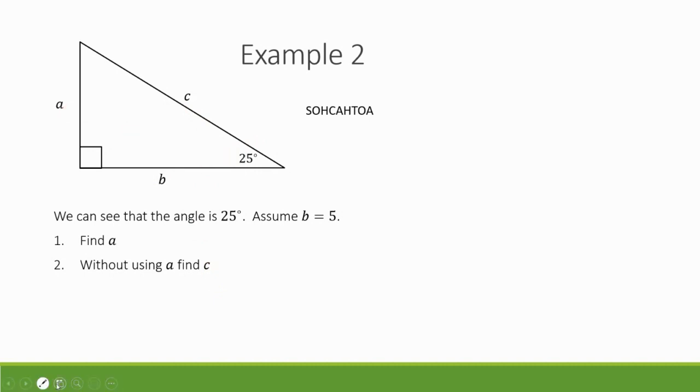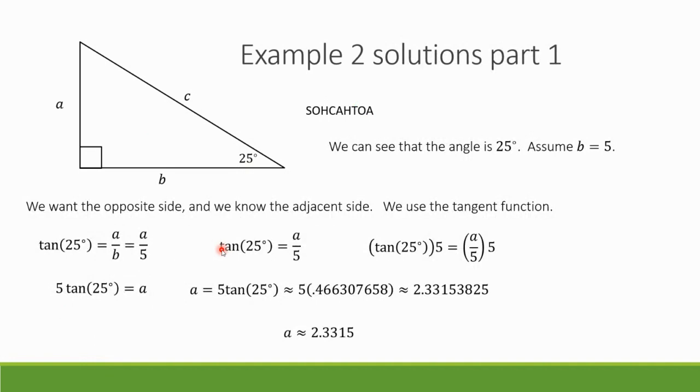So how would you get A? Well, notice that B is the adjacent side. A is the opposite side relative to 25 degrees. So we have opposite and adjacent. What trig function? We're going to use tangent. So tangent is what we're going to use. In fact, tangent of the angle, 25 degrees, is opposite divided by adjacent.